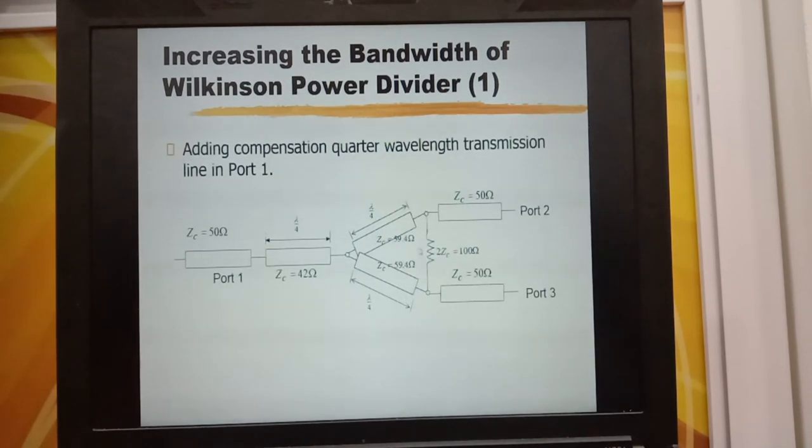The resistor between port 2 and port 3 is always equal to the impedance of port 2 plus the impedance of port 3. So if the impedance of port 2 and port 3 are 50 ohm, then the resistance of this resistor, which is called the isolation resistor, shall be equal to 2ZC or 100 ohm.